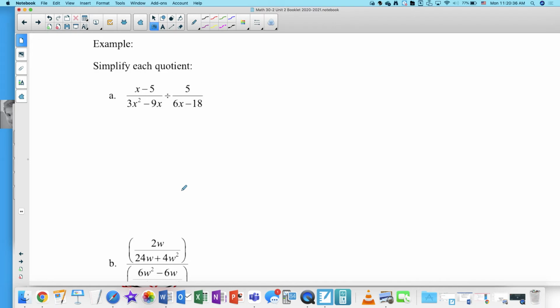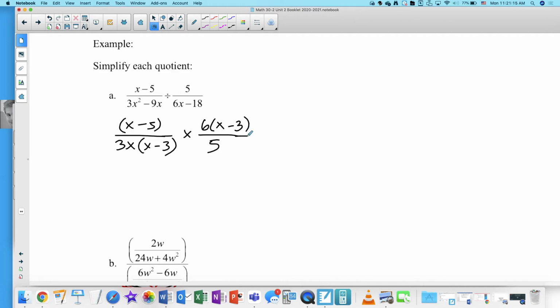So if I look at this, I can't factor x minus 5. Nothing to do there. Over here, how can I factor that? Yeah, there's a GCF of 3x, times x minus 3, okay? And then I'm going to multiply by the reciprocal at the same time as factoring. So I've got a 5, sorry, not a 5, multiply by the denominator will now be 5, okay? How do I factor this new numerator? There's a GCF of 6. And I'm left with x minus 3.